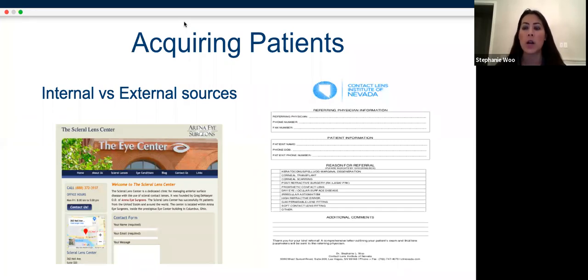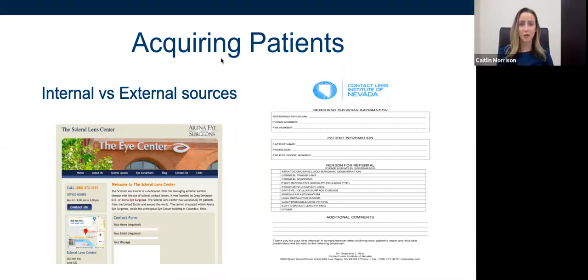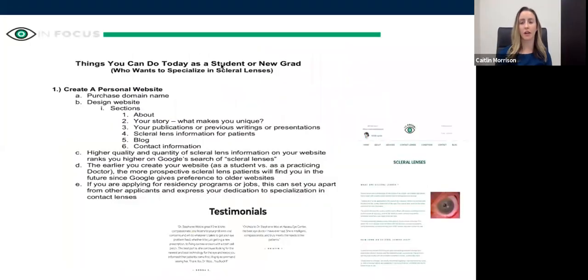And I know Dr. Morrison has some amazing tips on that too, because we've talked about it together a lot. Yeah, so basically, Stephanie and I set up a very similar practice at the same exact time. What I did specifically is I moved to Arizona to be closer to my family. I didn't have any connections here in the optometry or ophthalmology world, but I knew I wanted to do specialty lenses only and make that my practice.